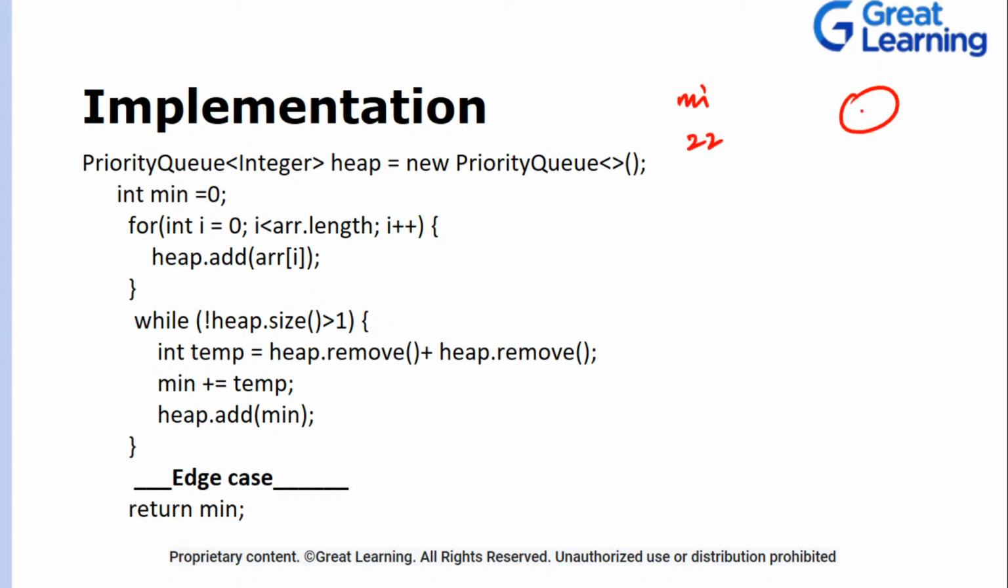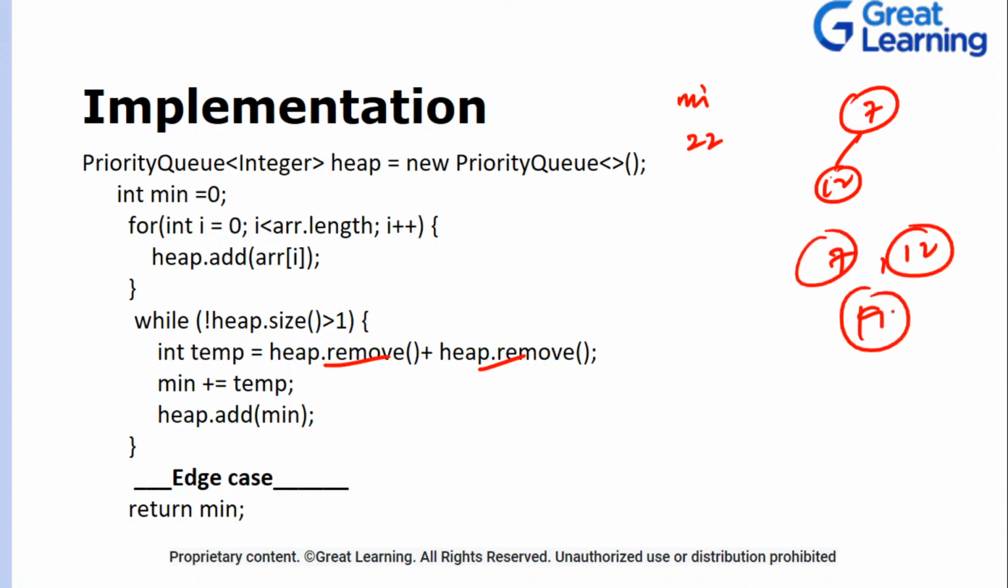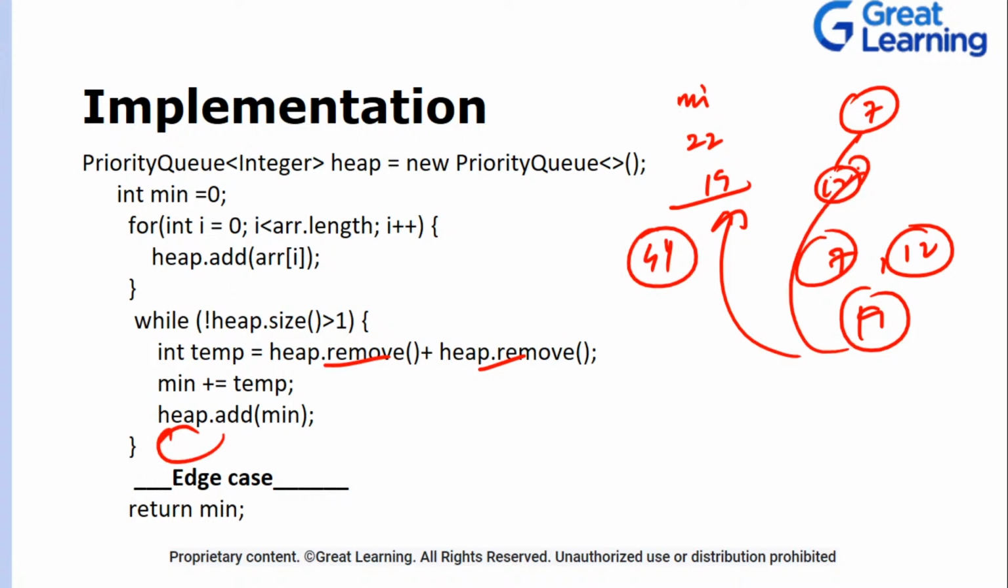In my heap, I will be having 7 and 12, the two elements that will be present in the heap. Now I'm removing these two elements from the heap, which is 7 and 12, right, which is 19. 7 and 12 have been removed, and temp is 19. I'll be adding this temp, which is 19, to this min, which is obviously 41. In this case we'll add up to 41, and then again I'm adding this to the heap, which is 19.